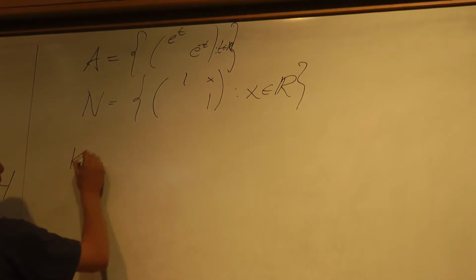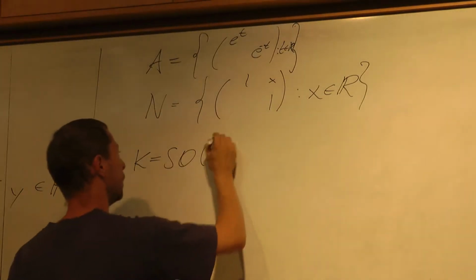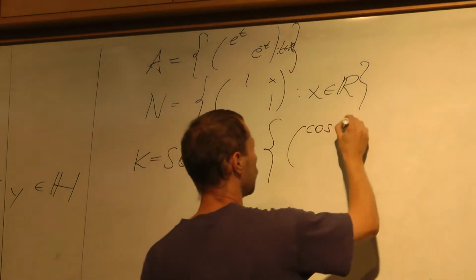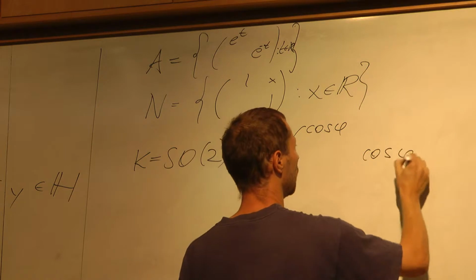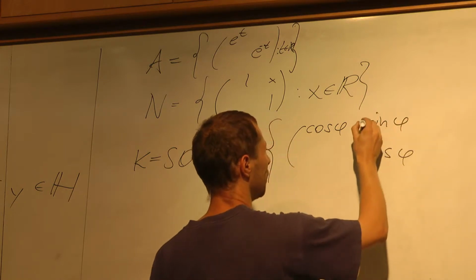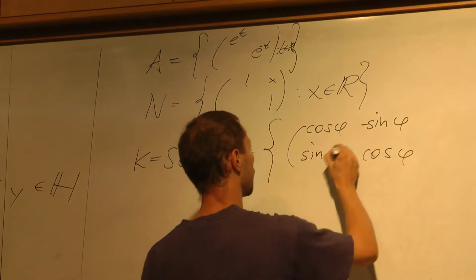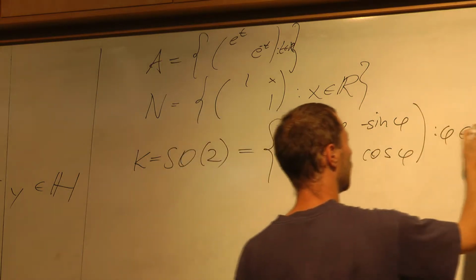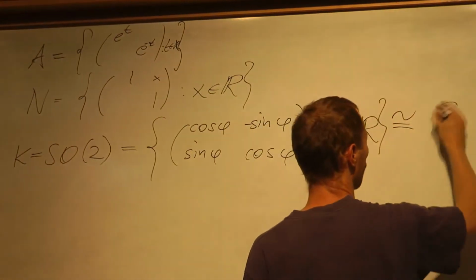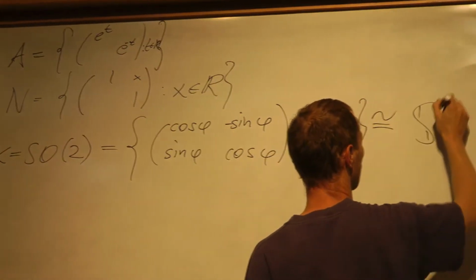And then there's K, which is SO2, which is the orthogonal group of matrices. And that's isomorphic to the circle group or to the torus.